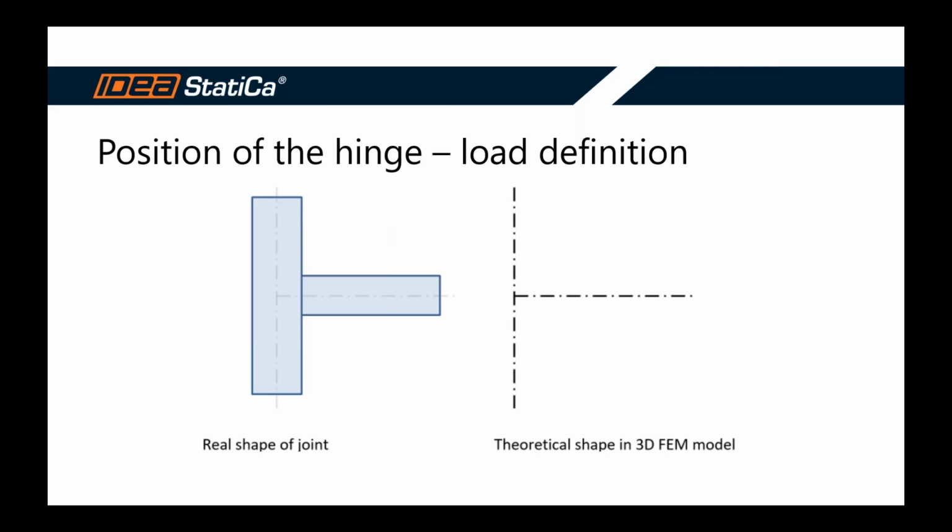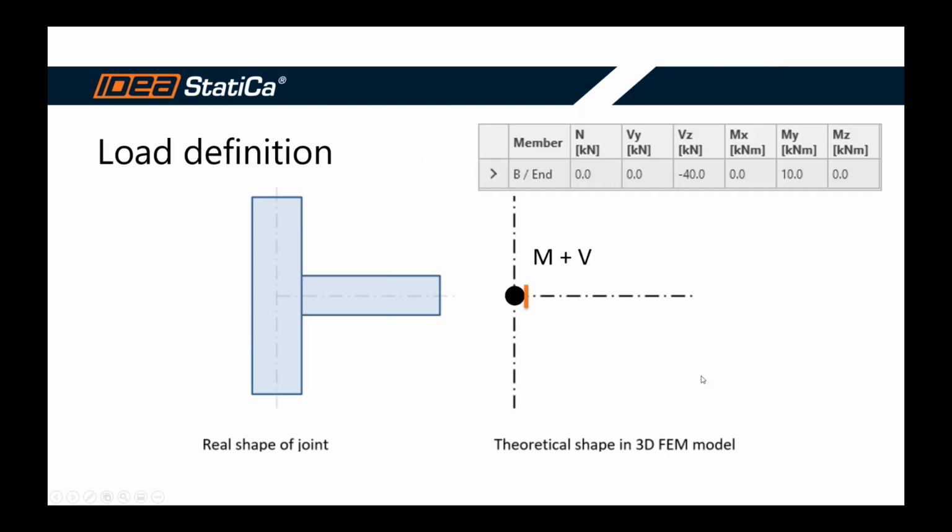So we have to realize how to correctly define the load and what it means. This is the real shape of the joint. Let's say it's a cut part from the global model that is modeled in StatiCa connection. In the 3D FEM model, it's represented by 1D members or their axes. In StatiCa connection, we define the loads at the node, so at the point where these axes intersect or where the node is defined.